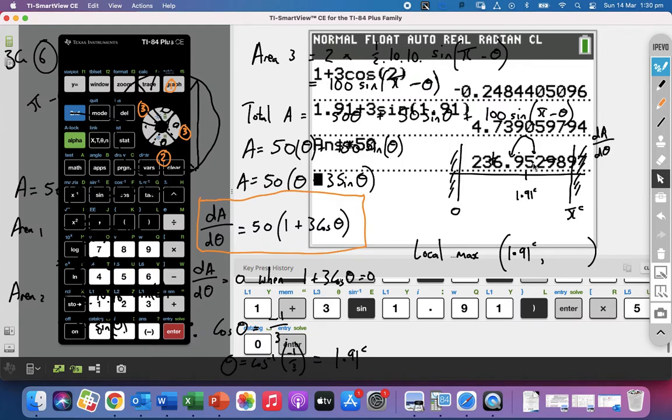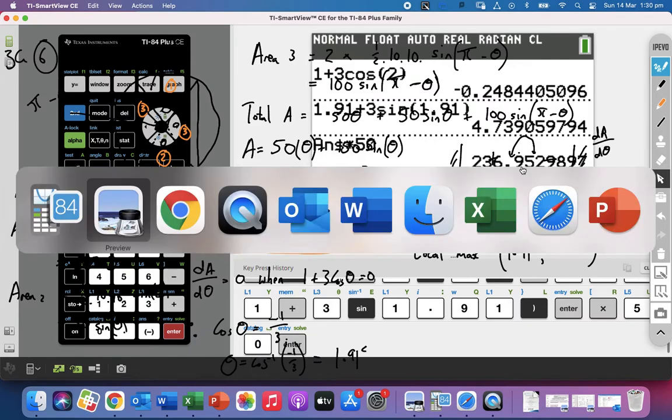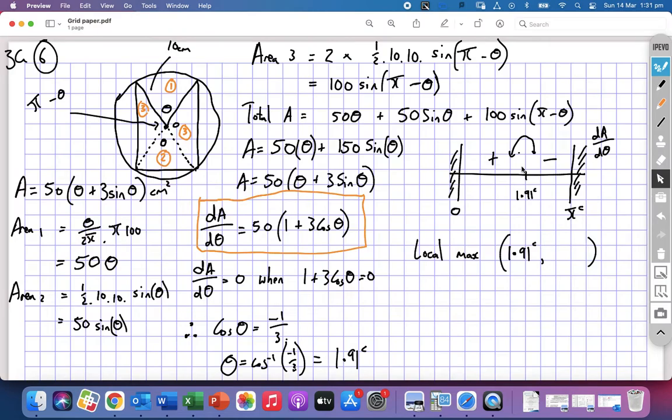236.95, 3 sig figs, 237. Okay, so the area is approx 237, and the area is in centimeters. So I could say max area approx 237 cubic centimeters. Okay, that question is done. Thank you for watching.